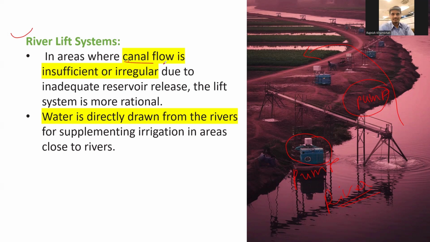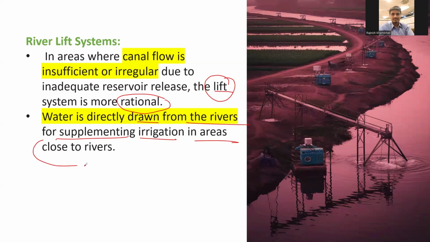In the area where canal flow is insufficient or irregular, you can use a lift system, due to inadequate reservoir release. It means sometimes a canal is there, but the canal does not have the water also. That is called inadequate reservoir release, meaning the canal is not getting water from the river. Then the lift system is more rational. We can use the lift system, meaning pump. The water is directly drawn from the river for supplementing the irrigation in the areas close to the river. See, close to the river only.